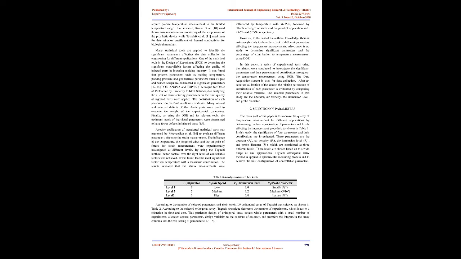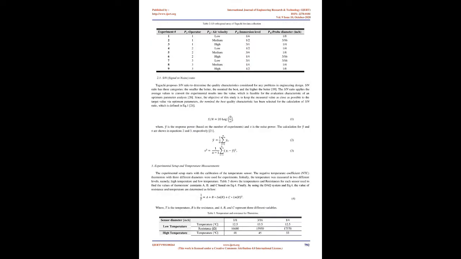Unlike resistance temperature detectors or thermocouples, thermistors do not have standards associated with their resistance and temperature characteristics. Consequently, each thermistor material provides a different resistance-temperature relation. While thermistors are one of the most accurate types of temperature sensors with an accuracy of plus or minus 0.1 degrees C, they are limited in their temperature range. Therefore, thermistors are used in specific applications that require precise temperature measurement in the limited temperature range. For instance, Kumar et al. 10 used thermistors for instantaneous monitoring of the temperature of the prosthetic device while Timchik et al. 11 used them for determination of the coefficient of thermal conductivity for biological materials.